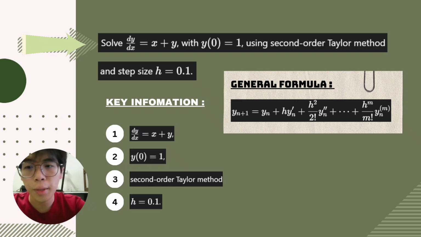This question will be an example that I use to explain and discuss the algorithm and steps involved in the Taylor method. Throughout the question, the key information I can obtain is: first, dy/dx is equal to x plus y. The second, y0 is equal to 1, which means that y is equal to 1 when x is equal to 0. The third, second order Taylor method, which is used to identify which formula we need to use based on the general formula. The fourth, h is equal to 0.1.